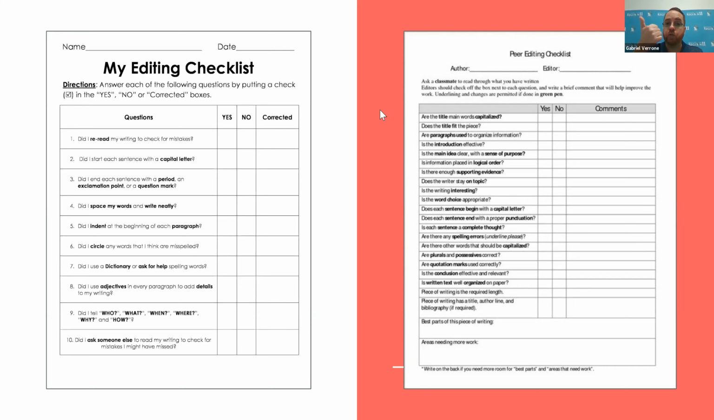So you have stuff for planning, you have stuff for vocabulary usage and word choice, you have different stems to generate thoughts and ideas, and then you have some checklists and rubrics so students can gauge the quality of their own writing.